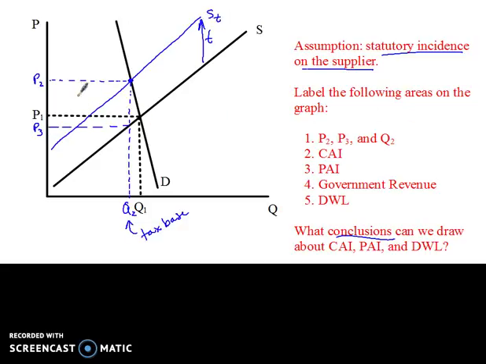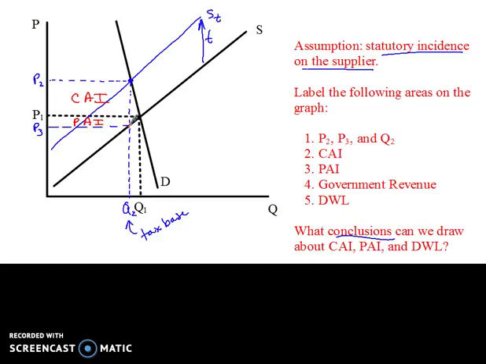So this P2 to P1 is going to be your consumer actual incidence. That's the amount of the tax that is paid by the consumer in the form of a higher price. And P1 to P3 is going to be the producer actual incidence. That's the amount of the tax paid by the producer in the form of keeping less.